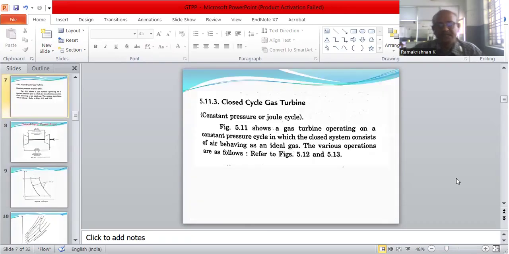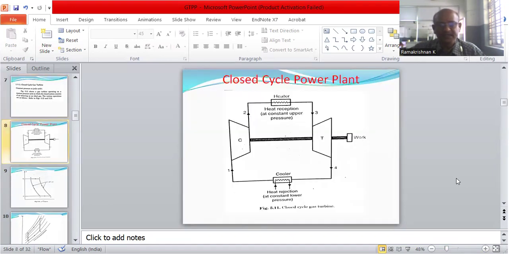Next, let us discuss the closed cycle gas turbine. Here, the schematic diagram of the closed cycle plant: after the expansion, the hot gas is not released to the atmosphere, rather it is given again to the compressor through a heat exchanger. Here, the heat is rejected and the low temperature gas goes to the compressor.